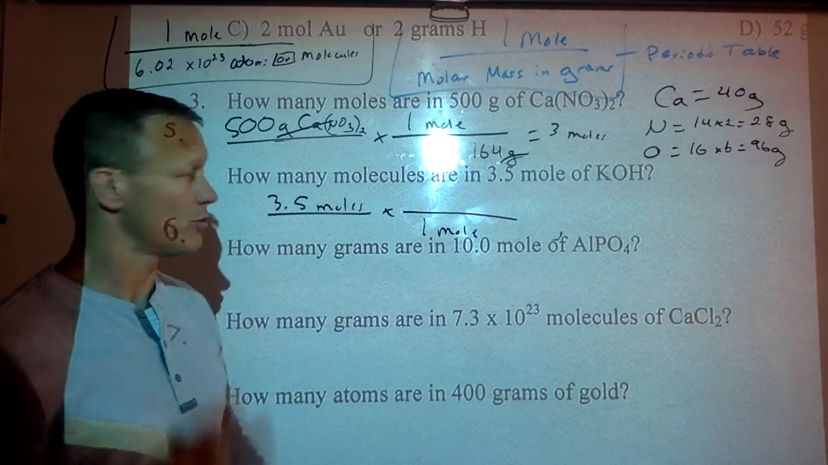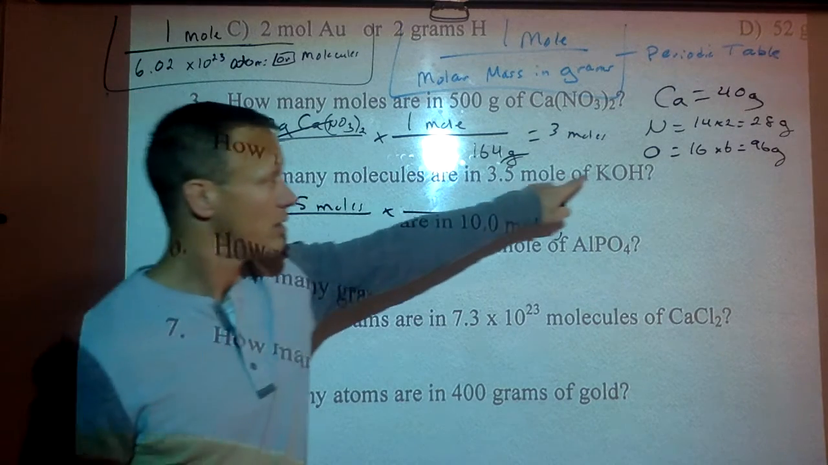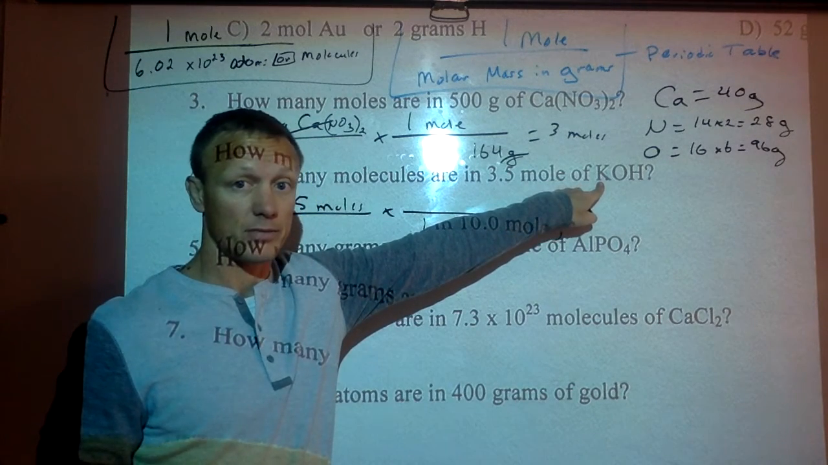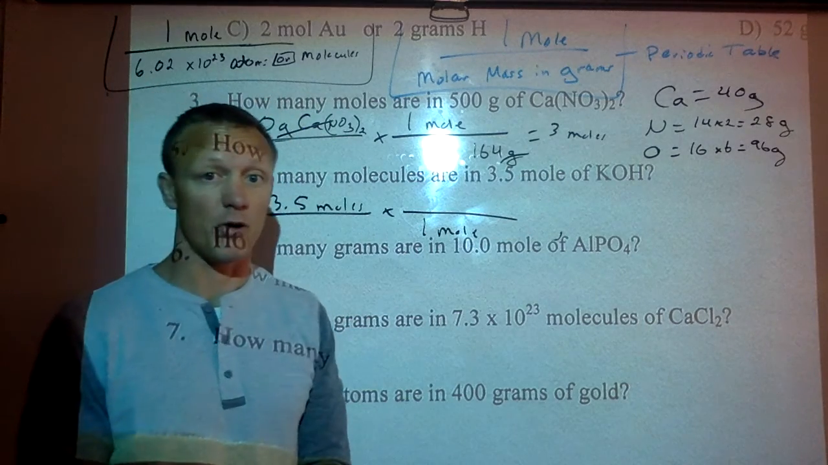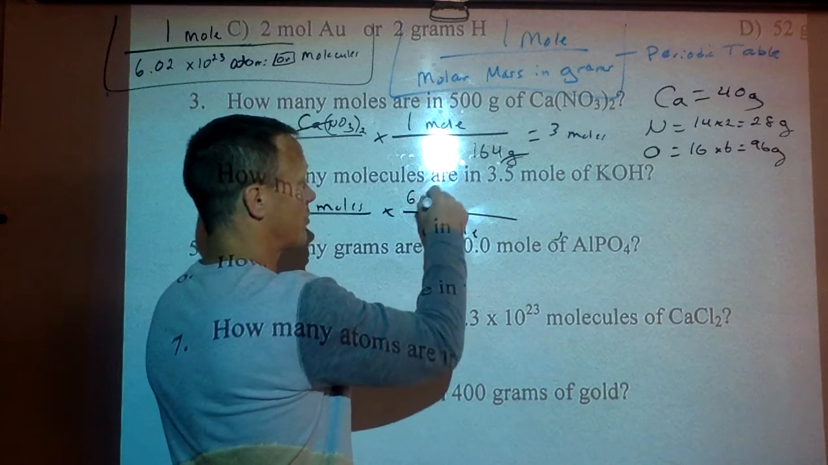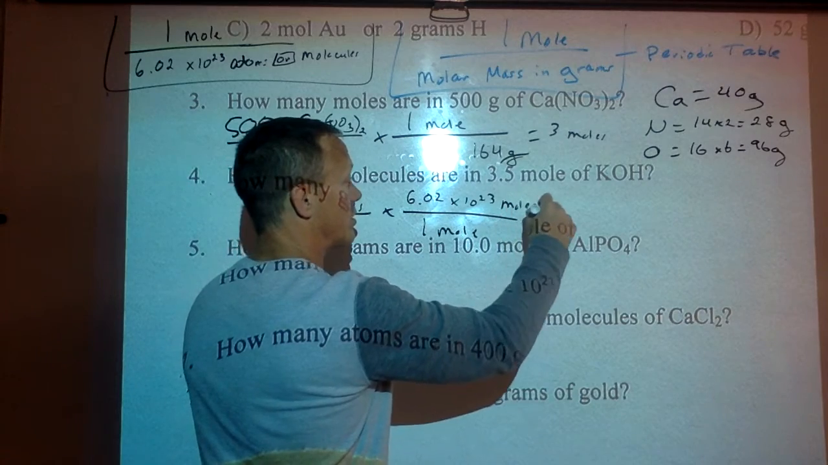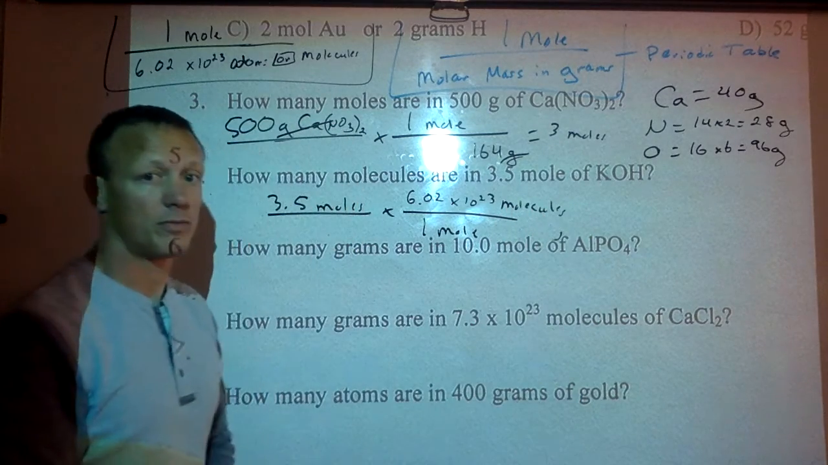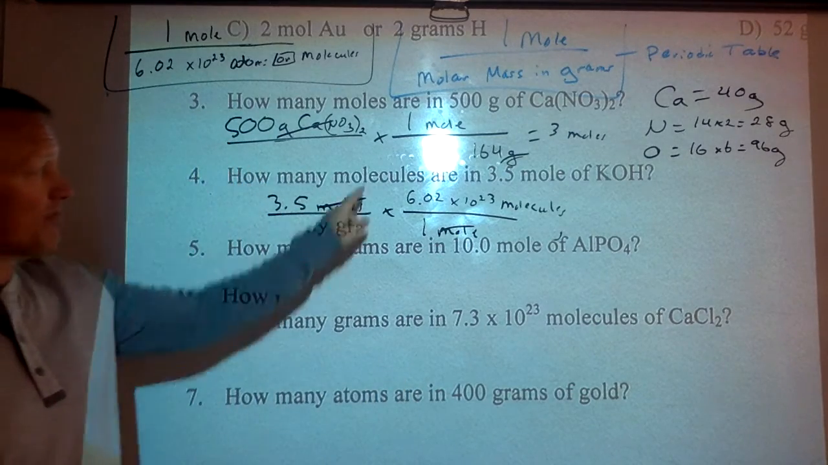So I have 2 choices. I either put in the grams from the periodic table, the mass of a mole in grams, or I put in Avogadro's number of representative particles. In this case, it's asking for molecules, so I'm going to say there's 6.02 times 10 to the 23rd molecules. Moles cancel. It's asking for molecules, so I know I'm done.